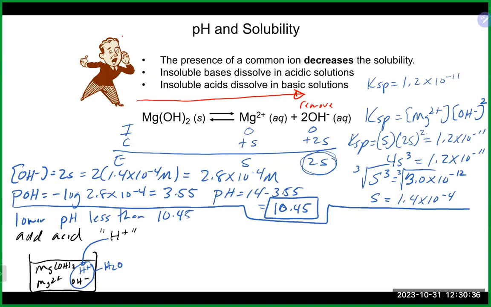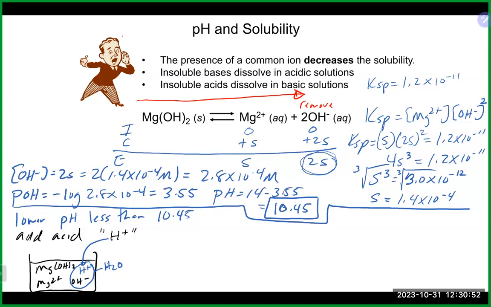And again, you don't even actually have to get it to an actual acidic pH. You just need to take it lower than its baseline 10.45 in this example to get it to start to dissolve. Any questions on that there?